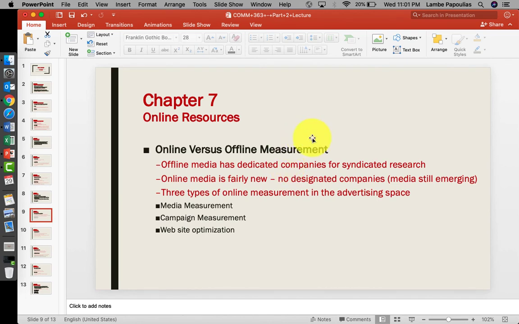Online versus offline measurement. So offline media has dedicated companies for syndicated research, whereas online media is fairly new, so you don't really have these designated companies. The media is still emerging. And there are 3 types of online measurement in the advertising space. So you have your media measurement, your campaign measurement, and then your website optimization as well.